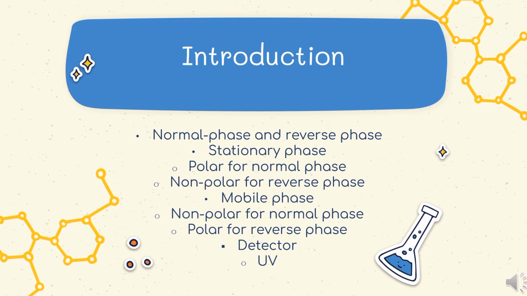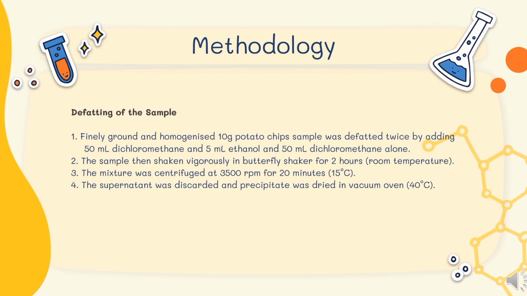Ultraviolet as detector. Light is used by a UV visible HPLC detector to examine materials. The analyte can be determined by measuring the sample absorption of light at various wavelengths. The sample preparation procedure includes defatting of the sample with dichloromethane and ethanol, extraction of acrylamide with acetone, and cleaning by solid phase extraction cartridges using the modified method.